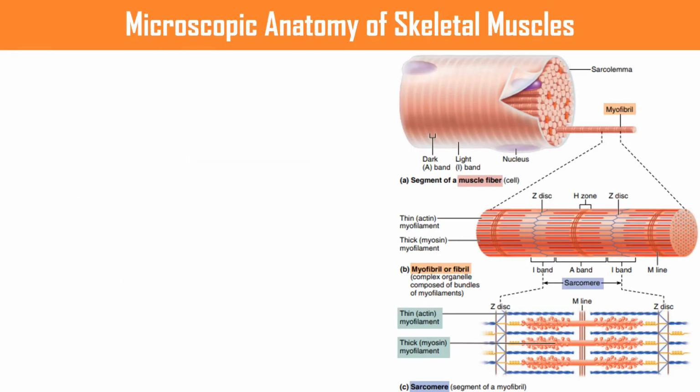Here you can see the diagram of the microscopic anatomy of skeletal muscles. Diagram A shows the segment of a muscle fiber. Diagram B shows the myofibrils, or fibrils. Fibrils are complex organelles composed of bundles of myofilaments. At the end, sarcomere segments of myofilaments are present.